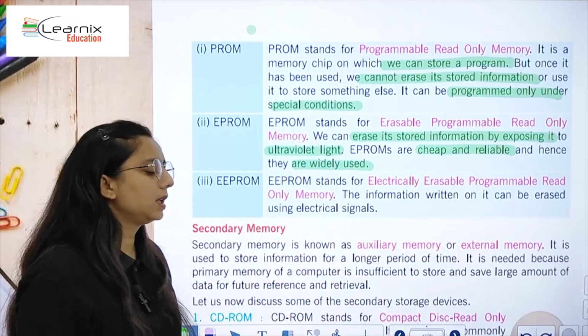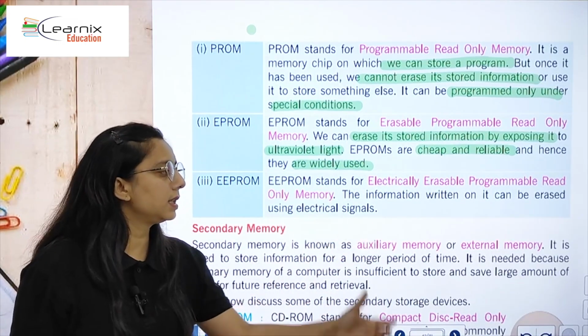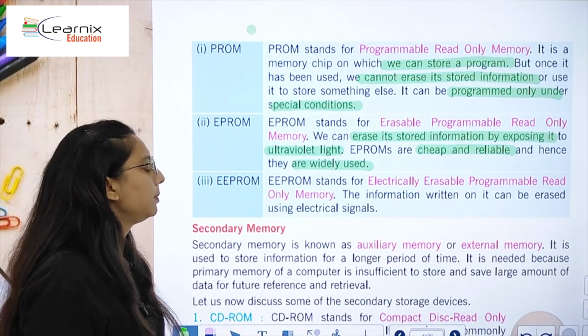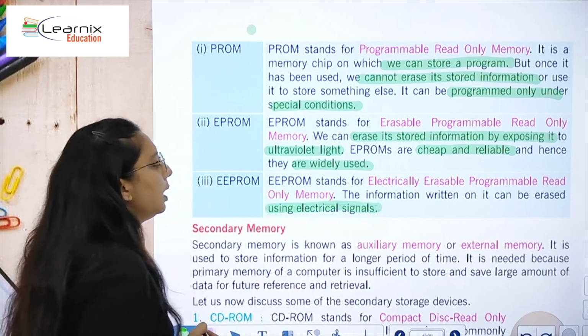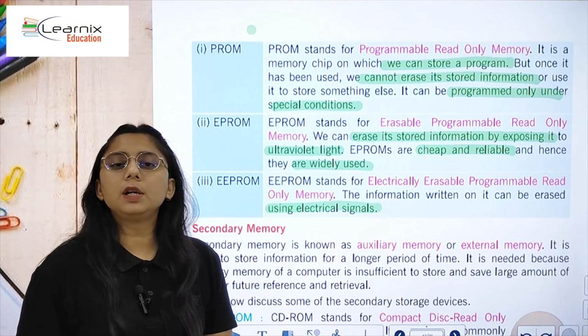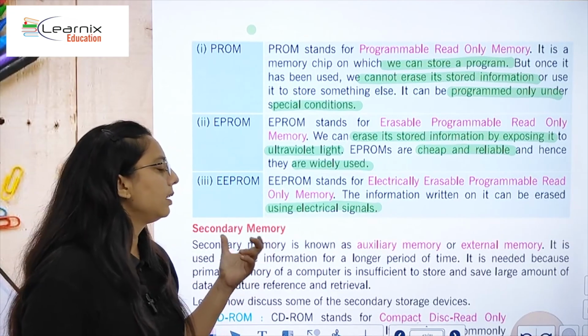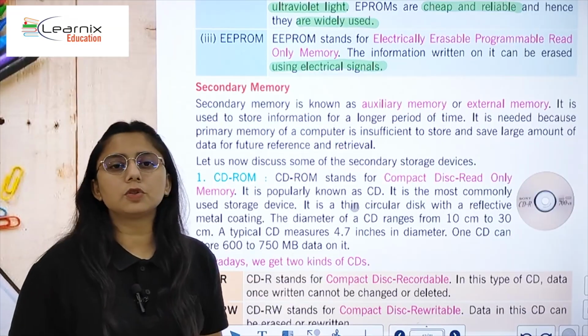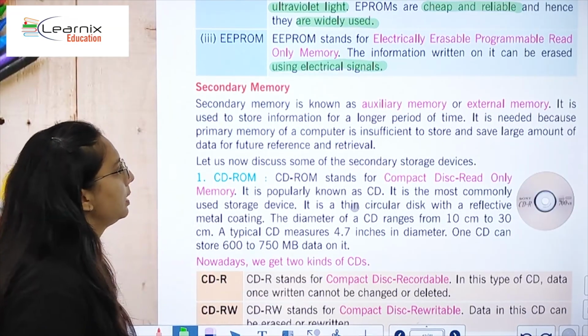Now, EEPROM stands for Electrically Erasable Programmable Read-Only Memory. Information written on it can be erased using an electrical signal. The information which is written on it, you can store it and you can erase it using an electrical signal. Then we have secondary memory, which is known as auxiliary memory or external memory.